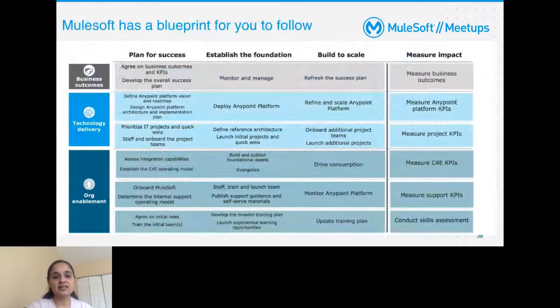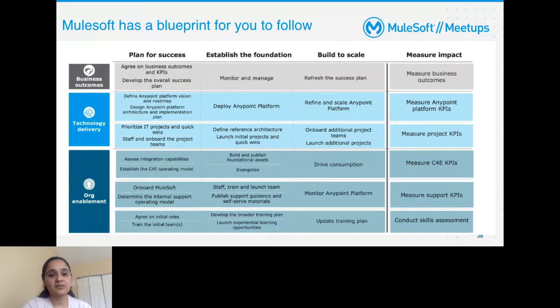So this is the detailed 30-step approach, where each step is very crucial, and it's a blueprint that MuleSoft follows. If the organization has not hired MuleSoft Catalyst for this effort, then as a consultant, it's definitely best practice to follow this 30-step approach. It starts with planning for success, then establishing the foundation. Third is build to scale, and the fourth one is measure the impact. But the first 2 are very crucial. Planning for success is very important.